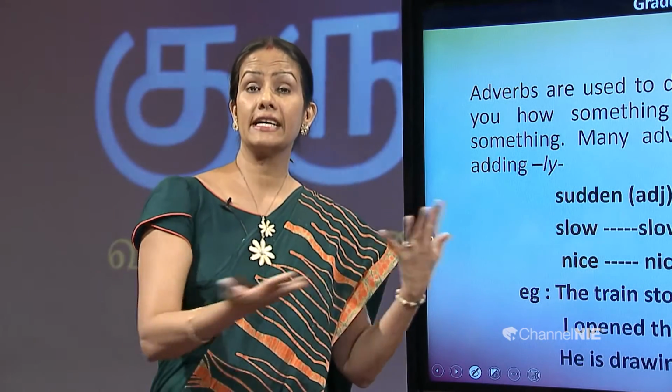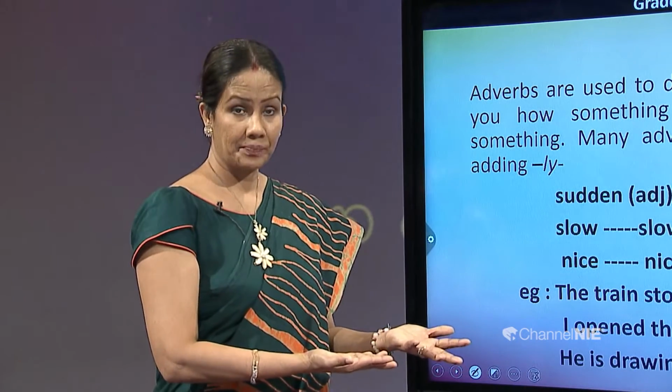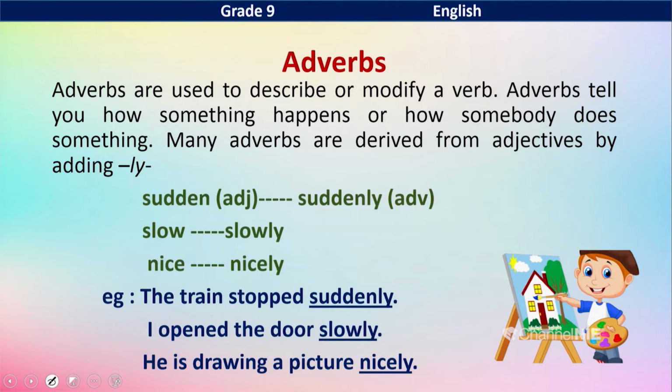If it is a frock, if you say red frock, red is the adjective. Like here, an adverb modifies a verb. It tells more about the verb. Now here sudden is an adjective. If you turn this into an adverb, you have to add ly, and it becomes suddenly. Slow, slowly. Nice, nicely. So we'll put these adjectives turned into adverbs into some sentences. The train stopped suddenly. I opened the door slowly. He is drawing a picture nicely, right? So this is how you turn an adjective into an adverb. Okay?